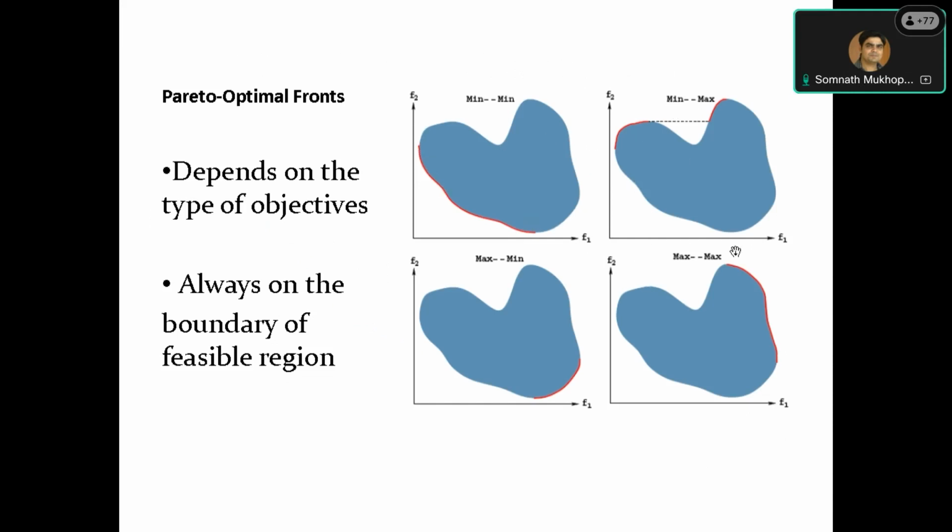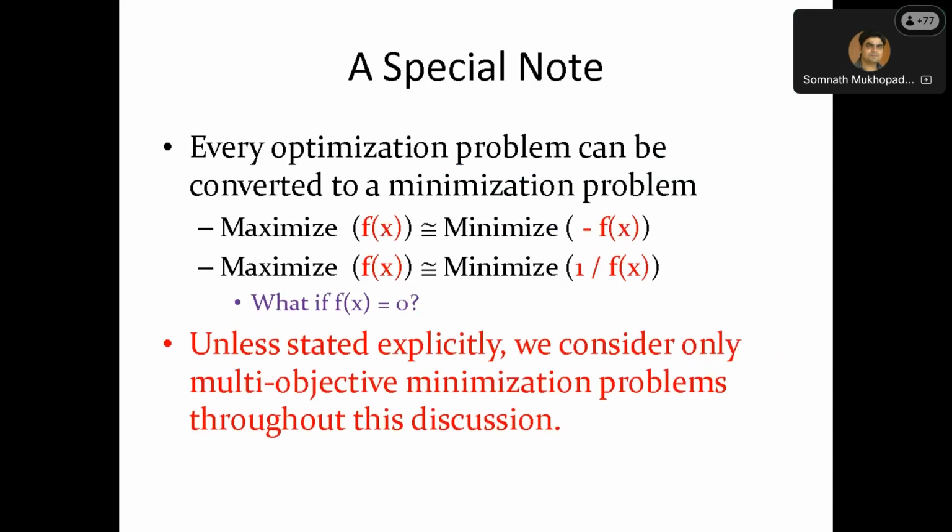So this is the concept. If the problem is a min-min problem, then this area is Pareto optimal. When the problem is max-min, that means F1 is to be maximized and F2 is to be minimized. This is min-max, and this is max-min. So in different cases, different areas are Pareto optimal.